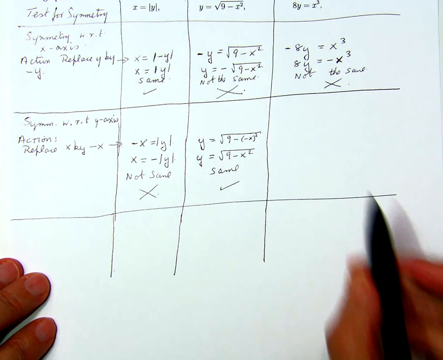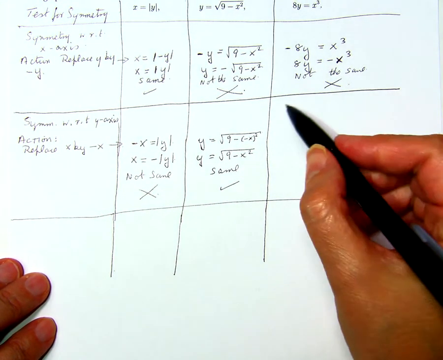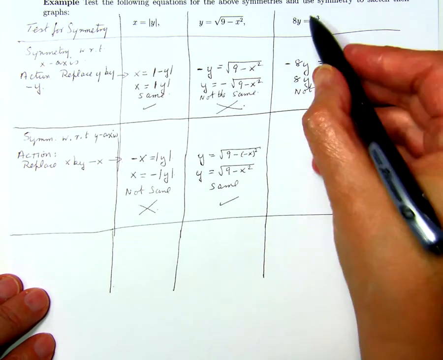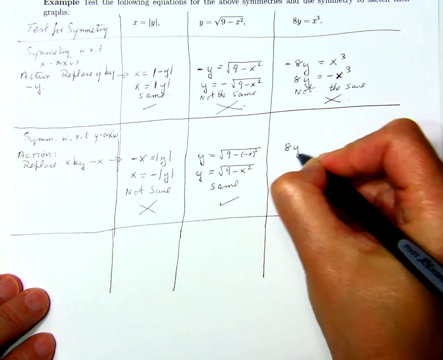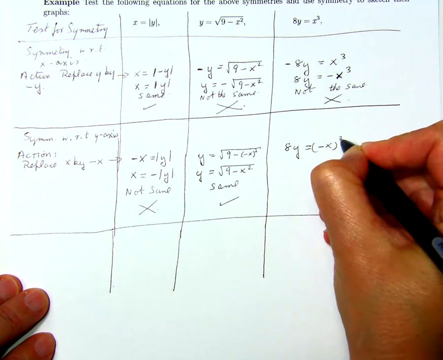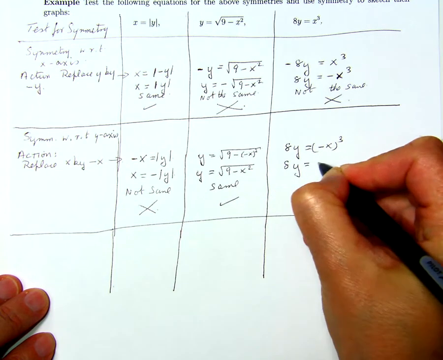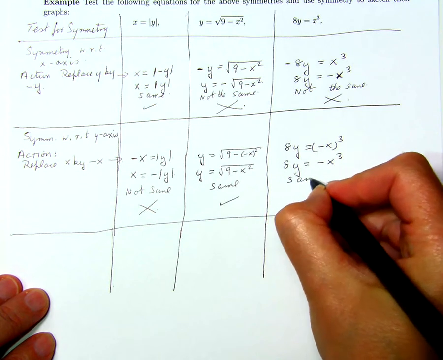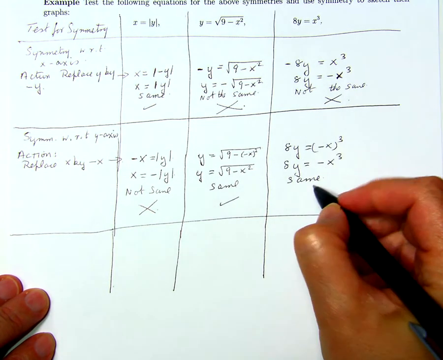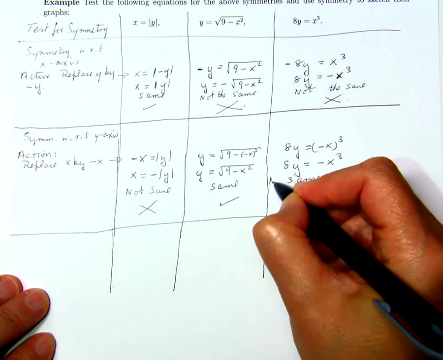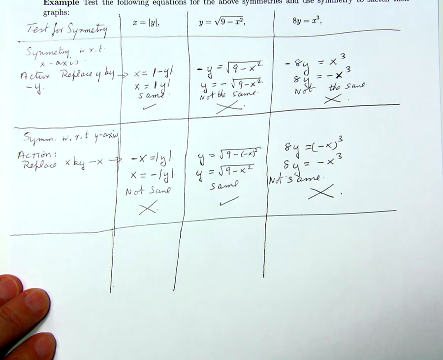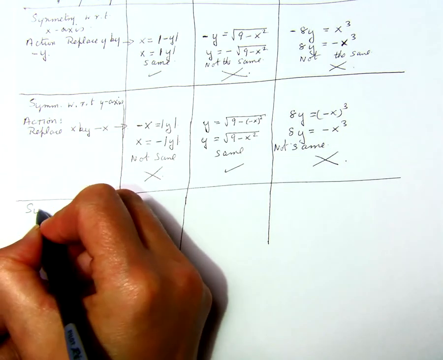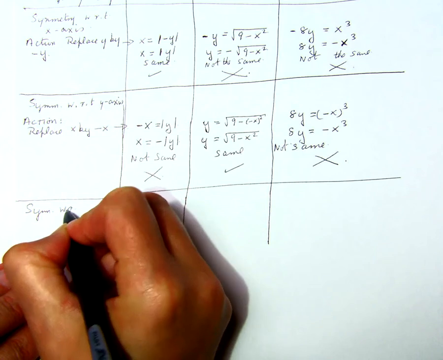What about symmetry with respect to the origin? What about symmetry with respect to the y-axis for this equation? Let me replace x by negative x. I get 8y equals negative x cubed. Again, I get 8y equals negative x cubed, and this is not the same, for exactly the same reasons as I gave up here. And so I cannot conclude symmetry with respect to the y-axis there. Symmetry with respect to the origin.